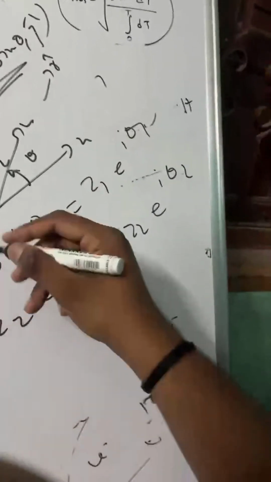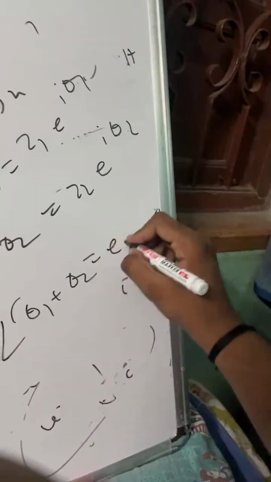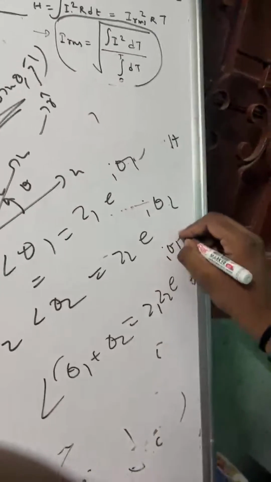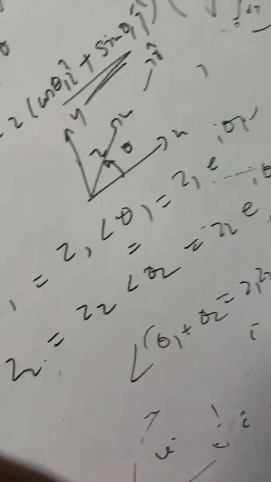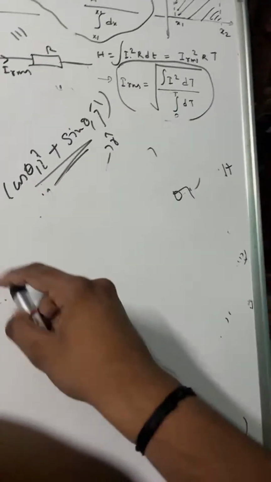Now notice one thing, if we multiply this, the angle will become θ1 plus θ2, which is Z1 Z2 e to the power i(θ1 plus θ2). When we are multiplying things, the powers will be added, right? So this is the case here. Same for if we divide.